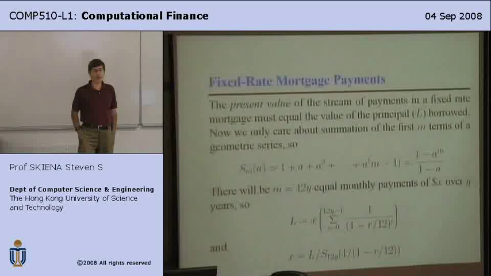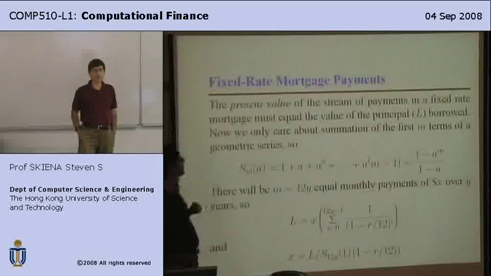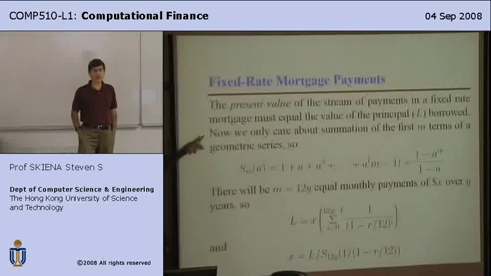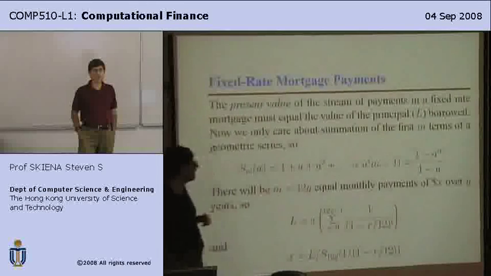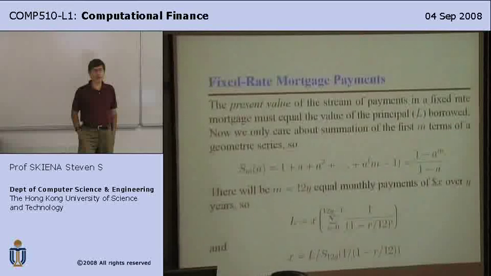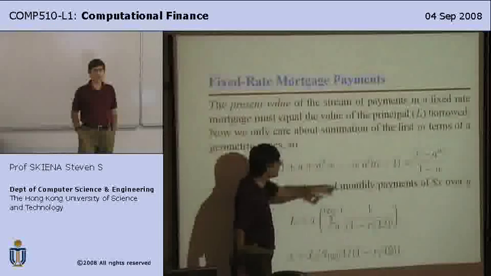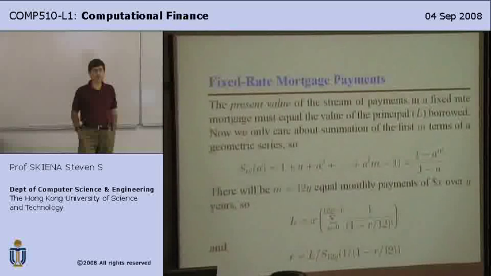So now, we don't care about an infinite series. We only care about the first m terms of a geometric series, right? Because I'm only going to be paying for m time periods. The number of time periods, if I'm making monthly payments, is 12 times the number of years. I want to pay a fixed amount of X dollars every month for 12 times Y months. Correct? That's the kind of structure that I want to do. So how much should I be paying?